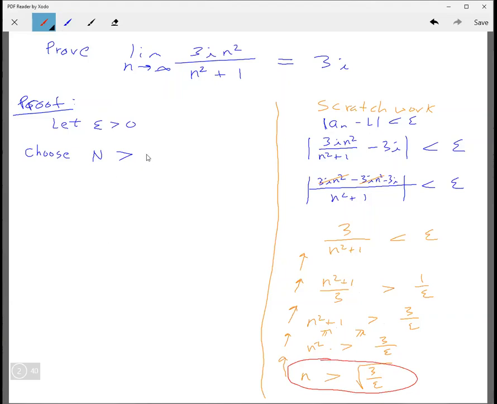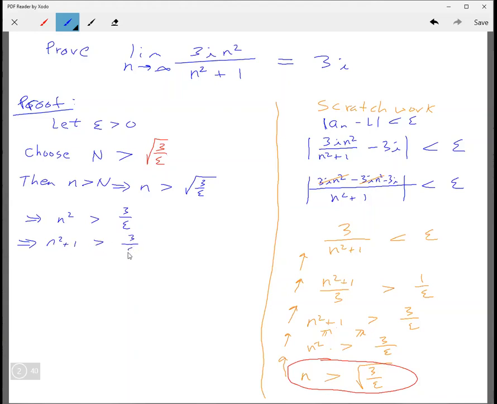If I choose n to be greater than the square root of 3 over epsilon, then everything's going to work out. Okay, so if I choose that, then little n greater than big N implies that n will be greater than the square root of 3 over epsilon, which implies that n squared is greater than 3 over epsilon, which implies that n squared plus 1 is greater than 3 over epsilon, which implies, and you can skip steps if you want.